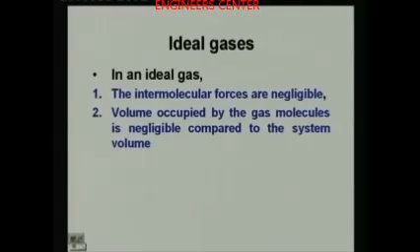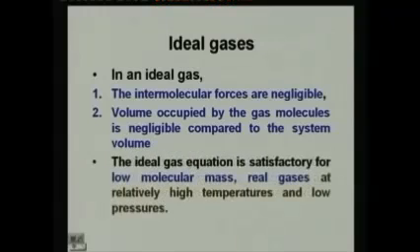And the conditions under which a real gas behaves as an ideal gas are given here. A real gas can be approximated as an ideal gas if it has a low molecular mass and its temperature is relatively high and its pressure is low. That means for a relatively low molecular mass, gases at high temperatures and low pressures can be approximated as ideal gases. And for these ideal gases, as you know, we can use the ideal gas equation. So the ideal gas equation is one of the simplest possible equations of state.